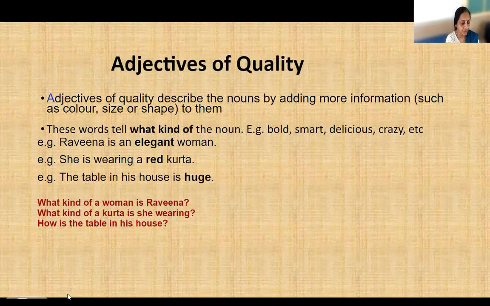So what kind of woman is Ravina? She is an elegant woman. In the second sentence, she is wearing a red kurta. So what kind of kurta is she wearing? She is wearing a red kurta. The table in his house is huge. How is the table in his house? It is huge. Okay, so it is describing the quality of that sentence.